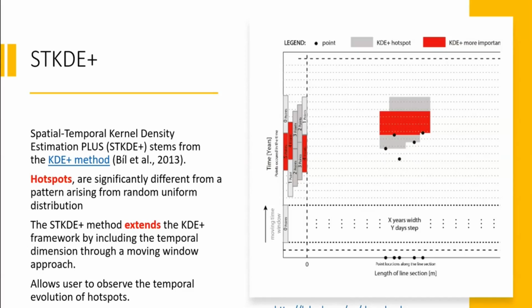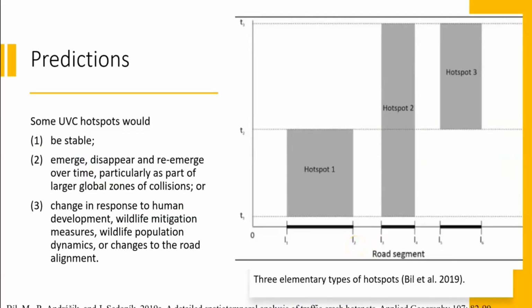What STKDE+ does is it extends the KDE+ framework by including a temporal dimension through a moving window approach. In other words, it allows users to observe the temporal evolution of hotspots. One would predict that hotspots may be stable over space and time, or they may emerge and disappear and reemerge, or they may change in response to human development or wildlife mitigation measures, wildlife population dynamics, or changes to the road alignment.